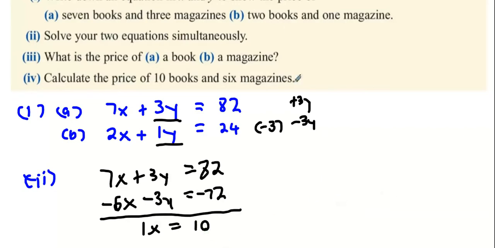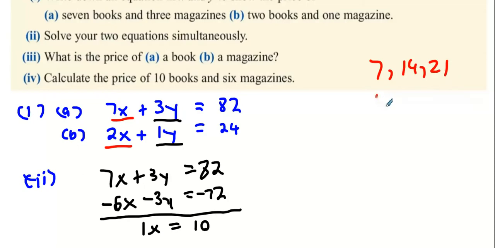Okay, this time we're going to try and get rid of the x's. Now, 7x and 2x will both divide into 14, because you can say 7, 14, 21, and then you could count up in 2's all the way up to 14. So 14 is the number we're going to use. I'm going to make the top one plus 14, while the bottom one's going to be minus 14. So that's why I'm multiplying it by minus 7.